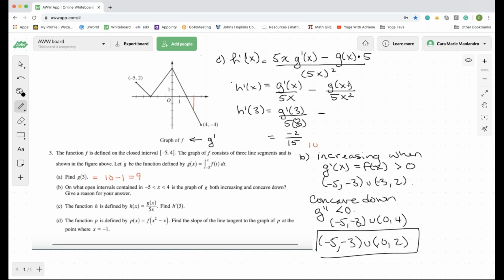And then g of x, now that's more interesting. Oh, never mind, we actually just found it. So g of 3 is the integral of -3 to 3 of f of t, right? We actually found that in part A. We found that to be 9. So this is minus 9 over 5 times 9.